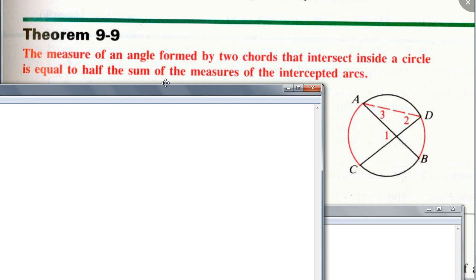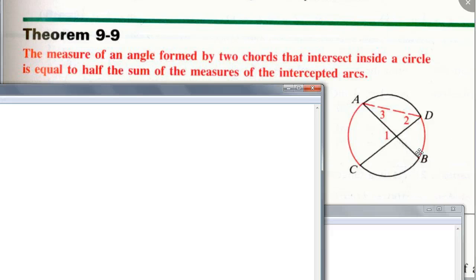So what do they mean by that? First of all, what are the sum of the measure of the intercepted arcs of this angle 1 when it gets formed by two chords when they intersect? Okay, first of all, look at the two chords that intersect inside the circle, right? Do you see the two intercepted arcs for these two chords? Hint, hint, look at the red one here. What are they? Arc AC and arc DB, right?